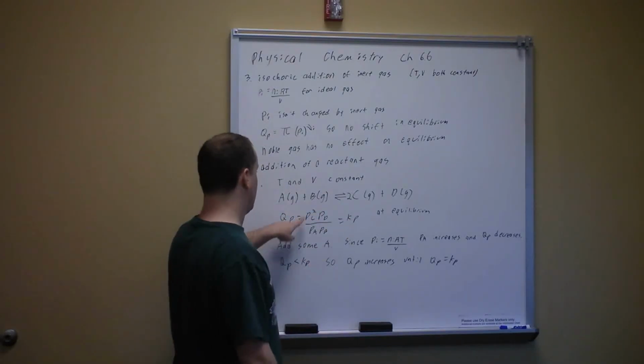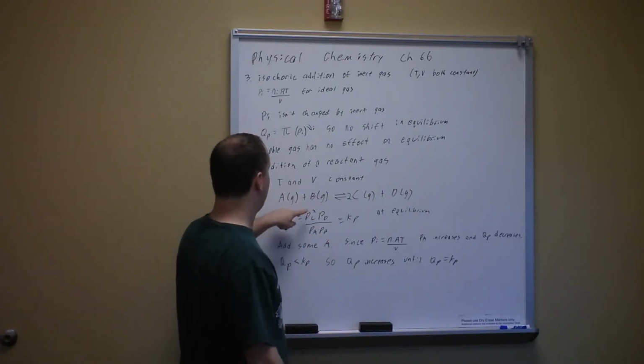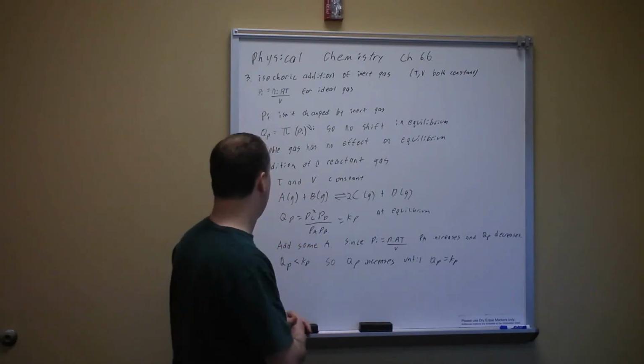So our Qp at any time, remember, is Pc squared times Pd over Pa Pb. Just remember, it's products over reactants. And when we're at equilibrium, that's going to be equal to Kp.